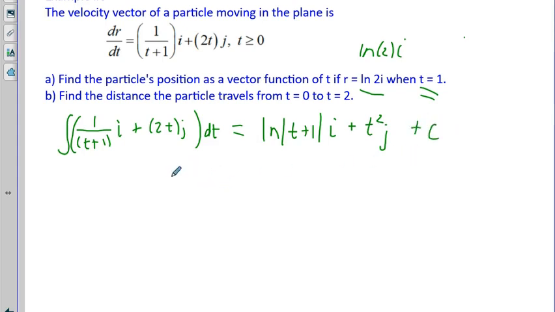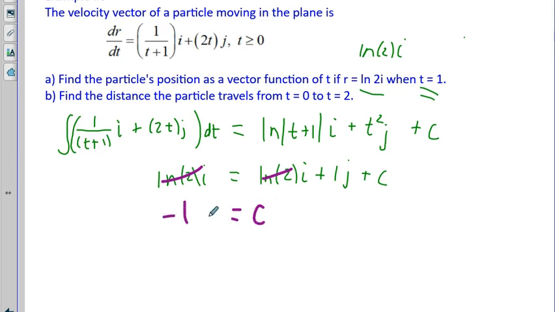Okay, so now we're going to do some substituting. So I know that this thing is equal to the natural log of 2 i when my t value is equal to 1. So I'm going to put 1 in for t. So natural log of 2 i plus 1 j plus c. Okay, so then these two things cancel out. And so now I end up with c is equal to -1 j.